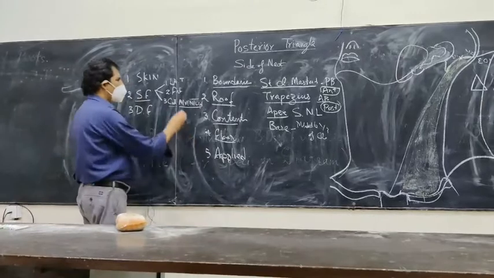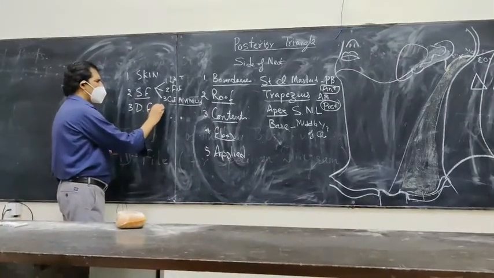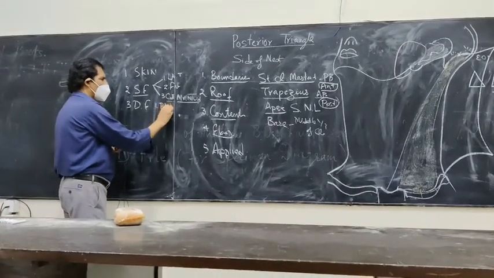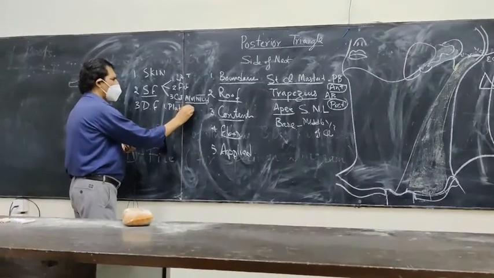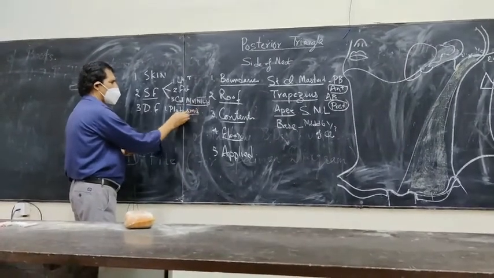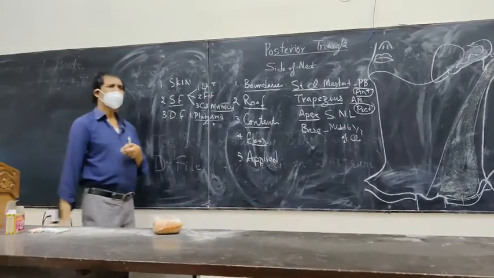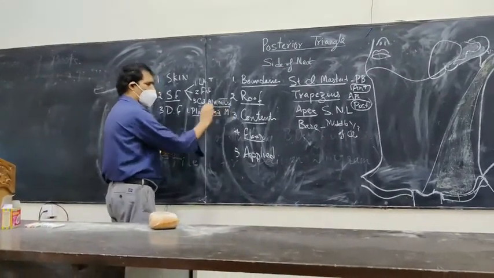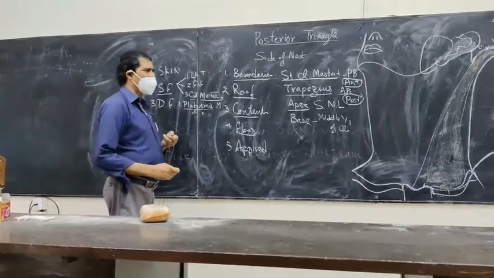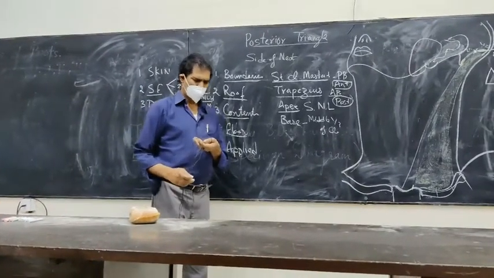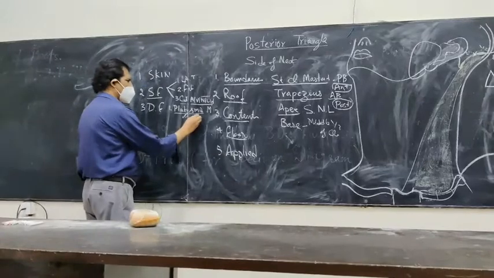In this fascia, number one thing we see, which is usually not present everywhere in the human superficial fascia, is a muscle. And this muscle is called platysma. Platysma is the name of the muscle. It is a special muscle because it is subcutaneous.